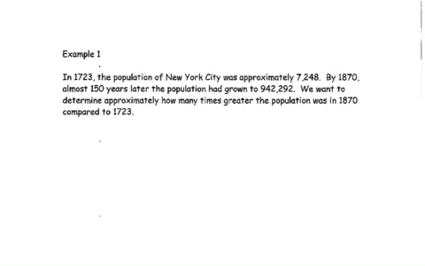Now, in your notebooks, all I really want you to do is write down the numbers. You don't have to copy down this problem, just copy down the numbers with what I do here. It says in 1723 the population of New York City was approximately 7,248. By 1870, almost 150 years later, the population had grown to 942,292. We want to determine approximately how many times greater the population was in 1870 compared to 1723. So first we're going to write down 7,248. That's the population of New York City.